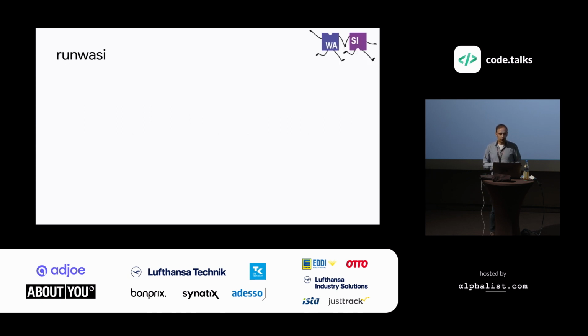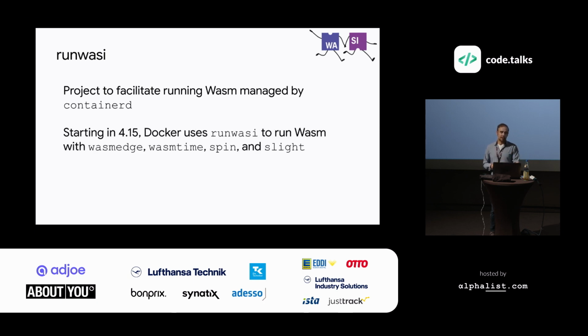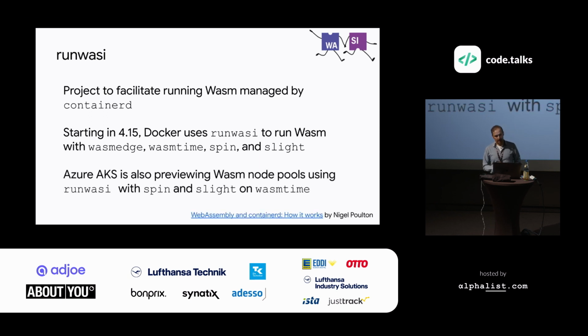Now, how do we do this? There's another project called Run WASI, which is a project to facilitate running Wasm managed by containerd. Starting in 4.15, Docker uses Run WASI to run Wasm with these runtimes. So it supports WasmEdge, Wasmtime, Spin, and Slight runtimes. It doesn't support all the runtimes, just these four for now. And Azure AKS, Azure Kubernetes Service, is also previewing some Wasm node pools using Run WASI. I haven't tried it myself, but supposedly it works, so you can check that out as well.